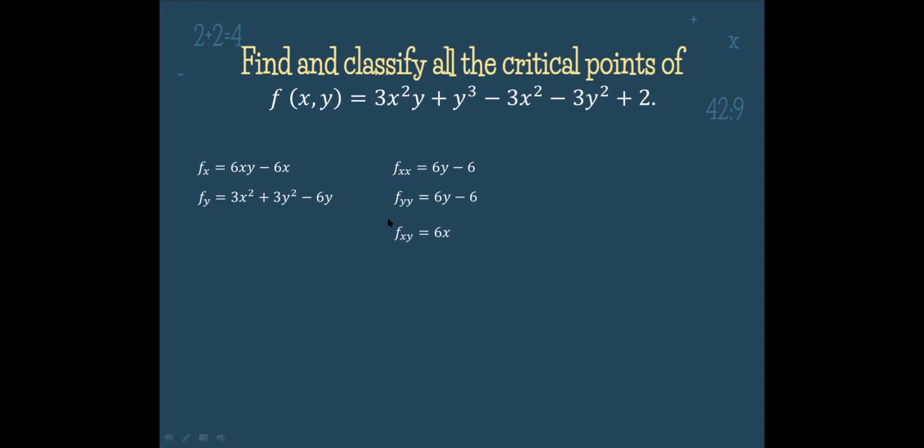So we have here 6x. From our first order partial derivative of f with respect to x, now we consider y, so we have 6x, since our x here is considered as a constant. And since x is constant, the derivative of the second term is actually 0. So finally, we have all three second order partial derivatives.